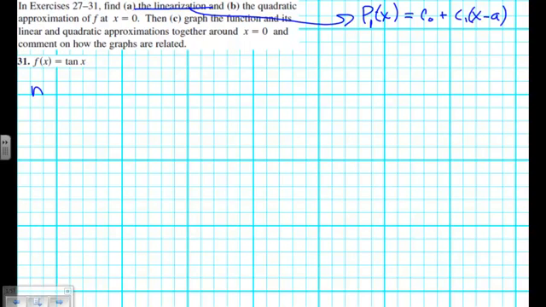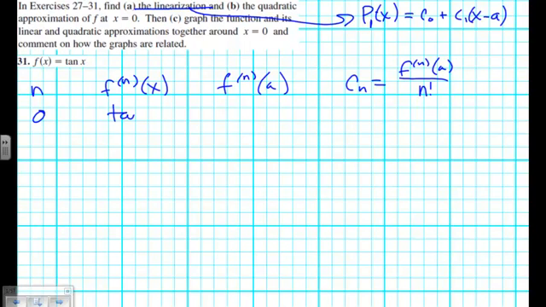Well, let's write out our things. n, f to the nth of x, and a, and then C sub n, which is f to the n at a divided by n factorial. What is the zeroth derivative of this function? Tangent x. What is the zeroth derivative at a, or in this case at 0? Tan at 0 is 0, so C sub 0 is equal to 0.